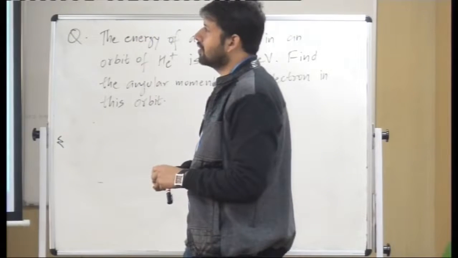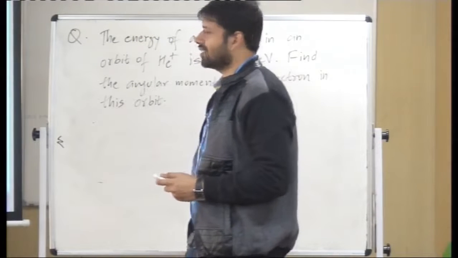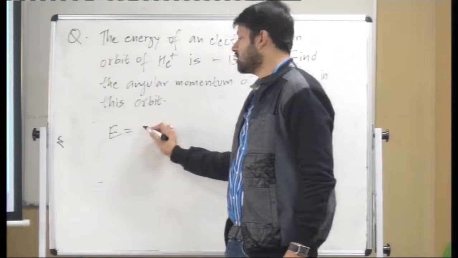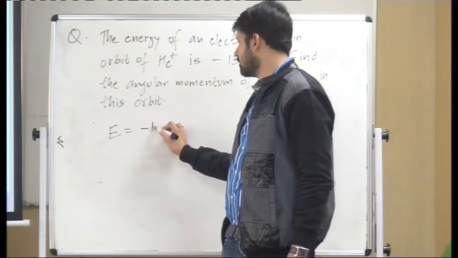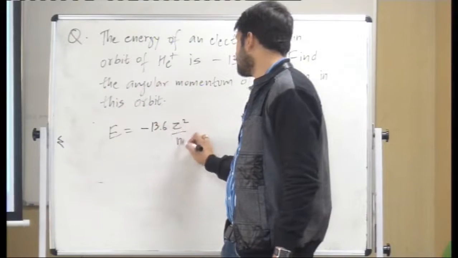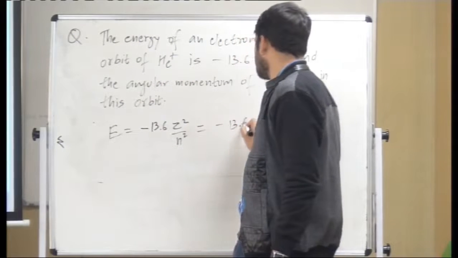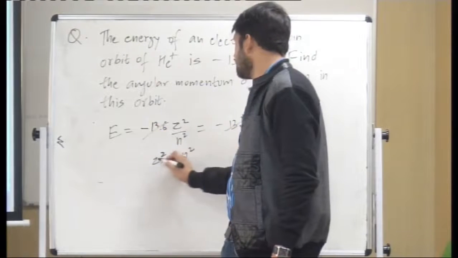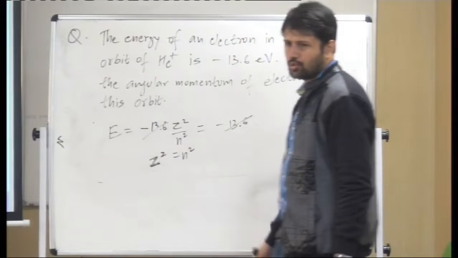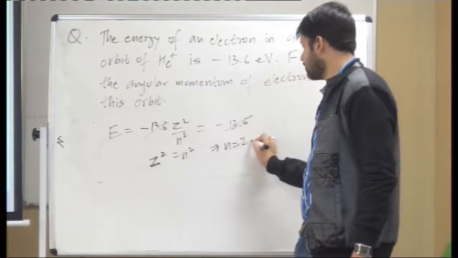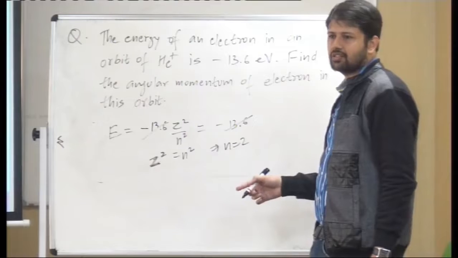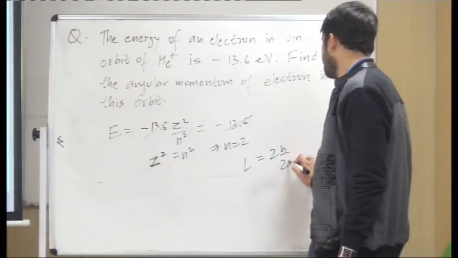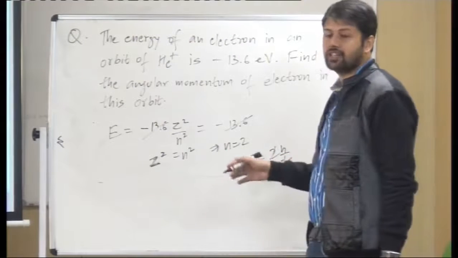I hope people online are also solving this. This was a very easy question. The energy is how much? Minus 13.6 z square by n square, which is given as minus 13.6. So you can see z square is equal to n square. Z for helium is 2, so basically n has to be 2. For the second orbit, the angular momentum is 2h upon 2 pi. No need to calculate mvr.